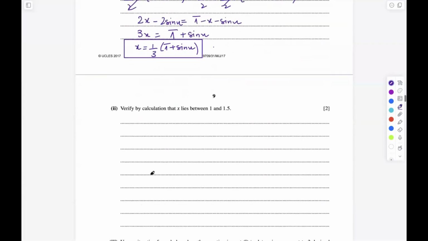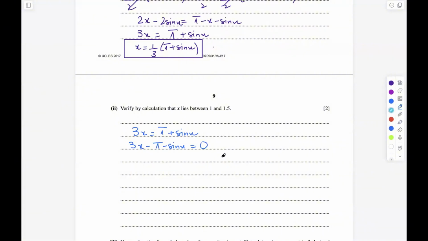In part B, we have to verify the calculation that x lies between 1 and 1.5. Now, a simple way of doing this is we will first bring the right hand side to the left hand side. So we can first multiply 3 by x. This will become 3x is equal to pi plus sine x. And then bringing pi and sine x to the left hand side, we'll get 3x minus pi minus sine x equal to 0.